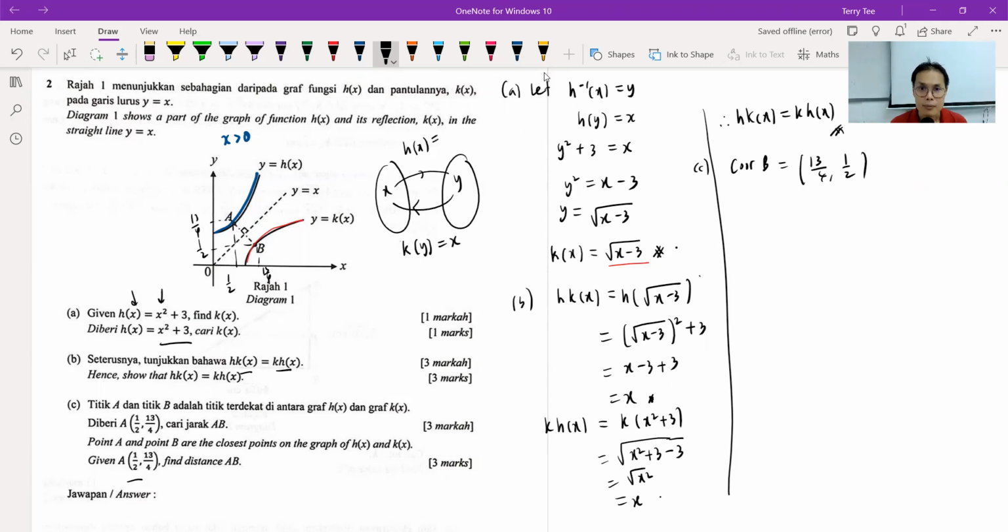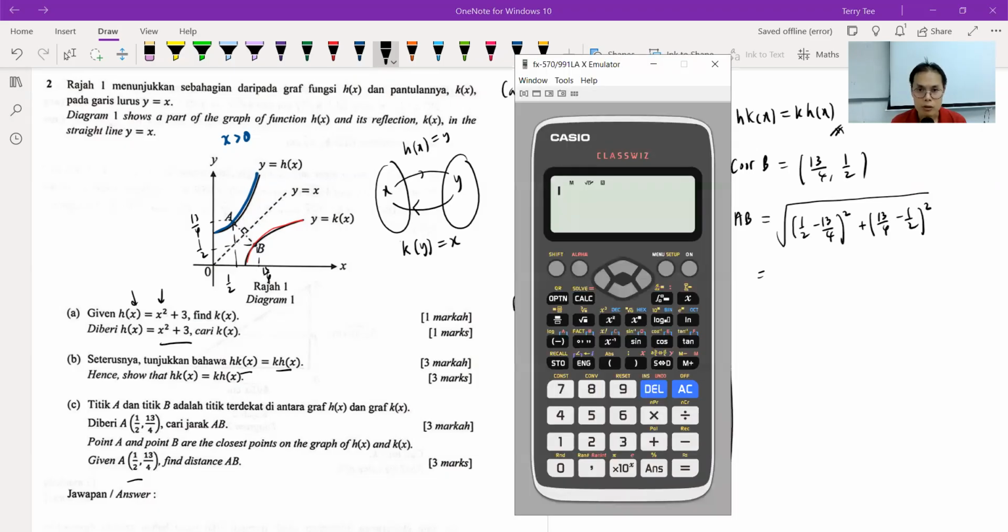Okay, yeah. Now, the next thing is we want to find distance AB. We already know coordinate point A. We know the coordinate point B. So just use the formula for distance. The x coordinate for A is half minus x coordinate B, square it, yeah? x1 minus x2 squared, y1 minus y2 squared. Your y1 in this case is 13 over 4 minus half, squared. Actually, it doesn't matter whether you put 13 over 4 minus half first or the other way around. It doesn't matter, right? Okay, I'm going to use my calculator.